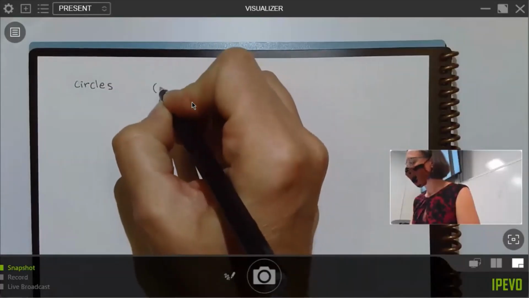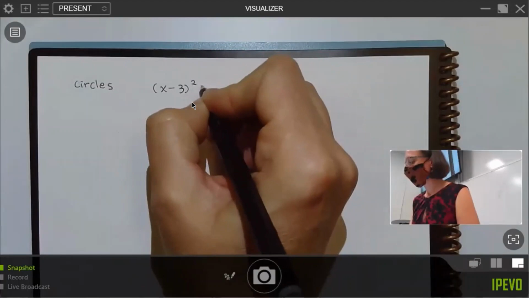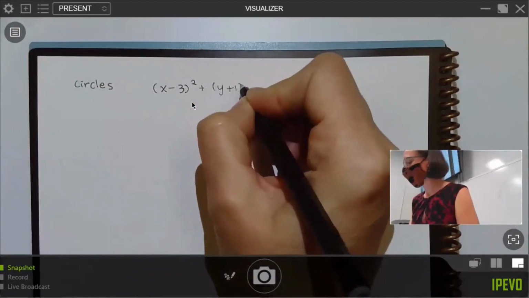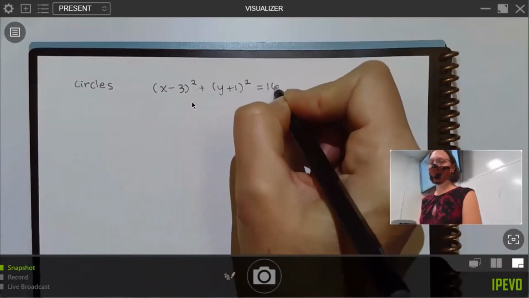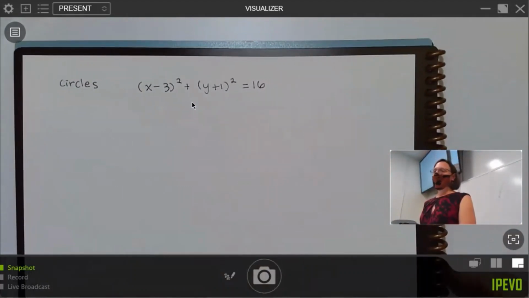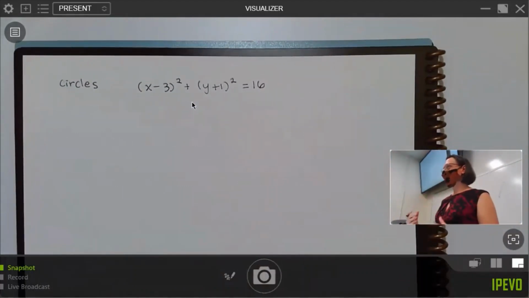If I wrote something like (x - 3)^2 + (y + 1)^2 = 16, just from that equation, there are really 2 things that define any circle. I need to know where the center is and what the radius is. And if we've been given the equation of a circle in this nice form, then we can read off the center and the radius.